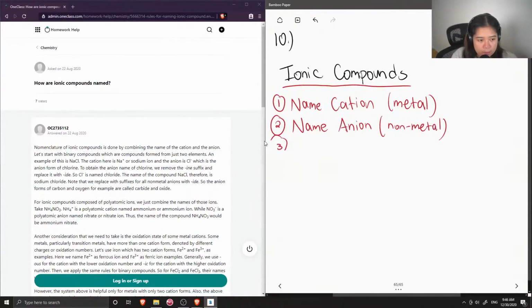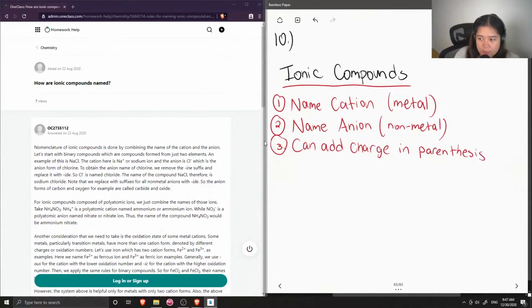And then, depending on if you have a metal that can have multiple oxidation numbers, you can add the charge in parentheses. Yeah, so this depends on the type of metal that you have, but we can have an example.